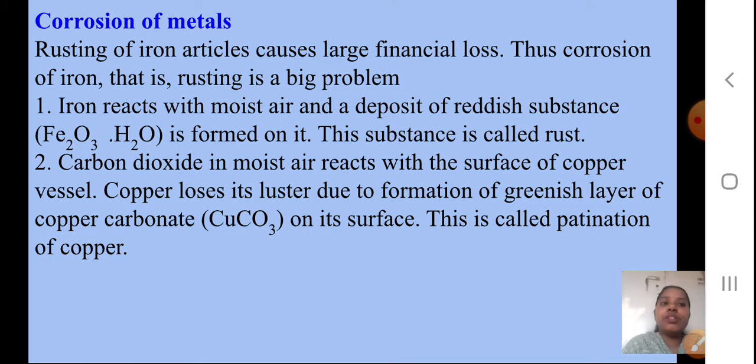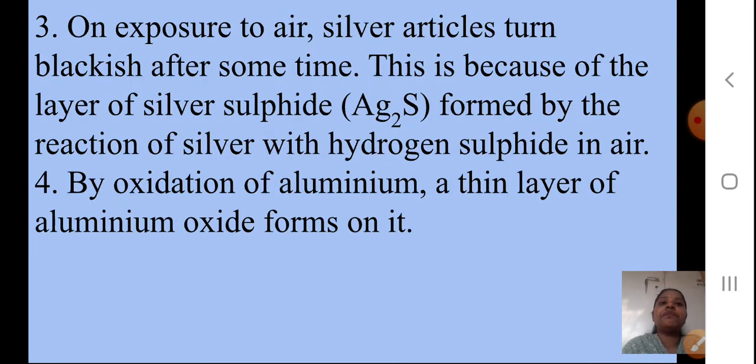Carbon dioxide in moisture reacts with the surface of the copper vessel. Copper loses its luster due to the formation of a greenish layer of what? Copper carbonate, CuCO3, on its surface. This is called patination of copper. Okay, so here we are seeing the examples. Iron gets rusted, copper is getting rusted, and different compounds are formed on its surface.